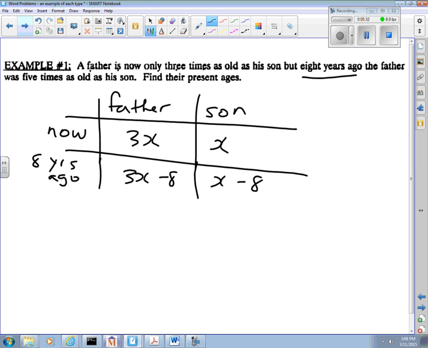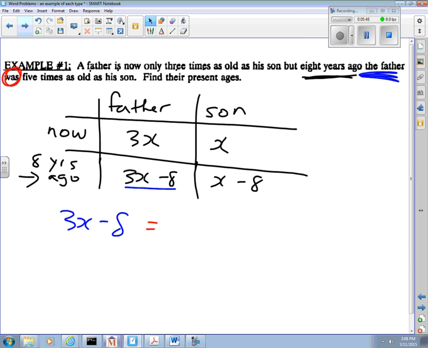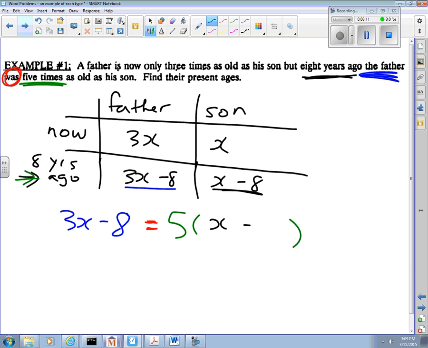And the second sentence tells me what to do. It says 8 years ago, so I'm again looking at this row, and again I'll color code this. The father, which is that number, was, that's a fancy way of saying equals. That, by the way, is supposed to be an 8. Let me fix that. Again, was means the equals 5 times as old as his son. So I'm timesing something by 5. What am I timesing by 5? The age of the son back then. So my final number necessary is that.